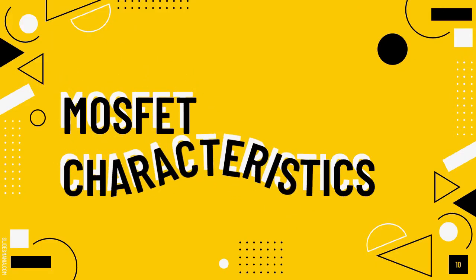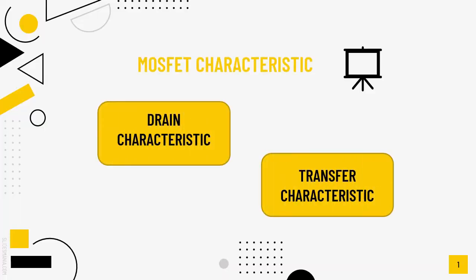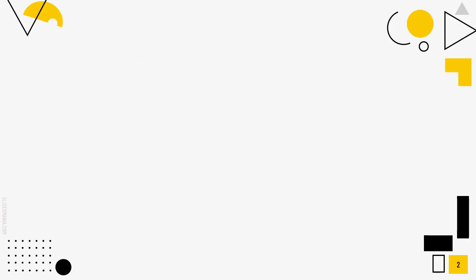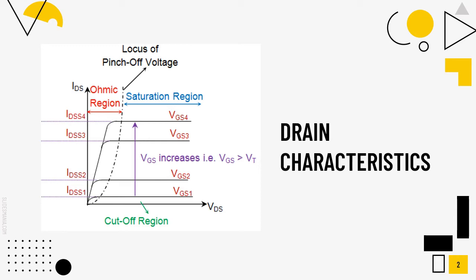The characteristics of MOSFET are divided into two parts. The first one is the drain characteristics, while the second one is the transfer characteristics. The drain characteristics can be obtained through the plotted graph of IDS versus VDS. From the graph, we observe that there will be no current flowing in the device until VGS exceeds the threshold voltage. These states account for the cutoff region of enhancement MOSFET.